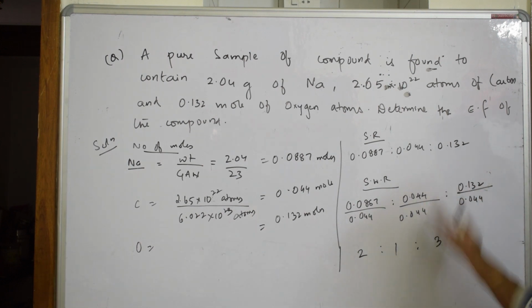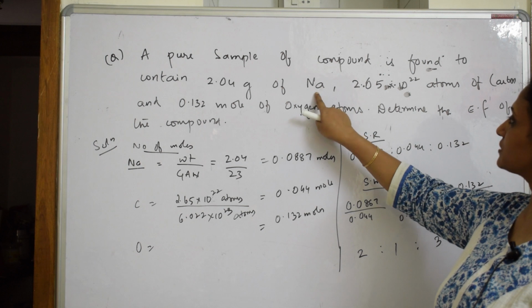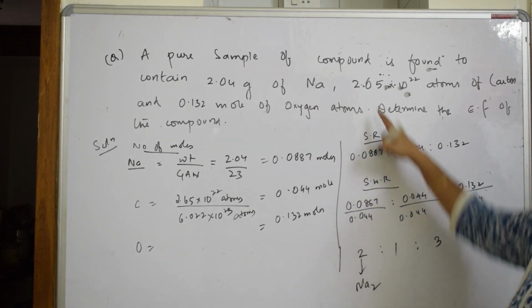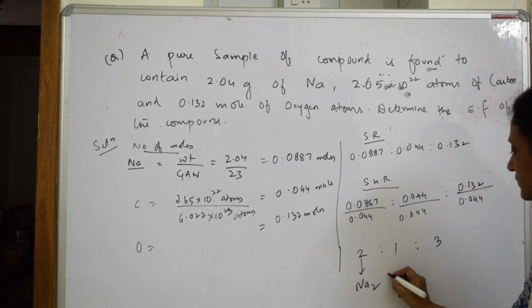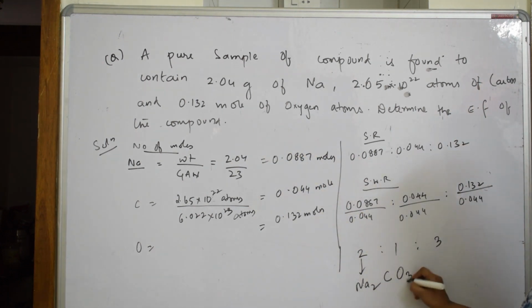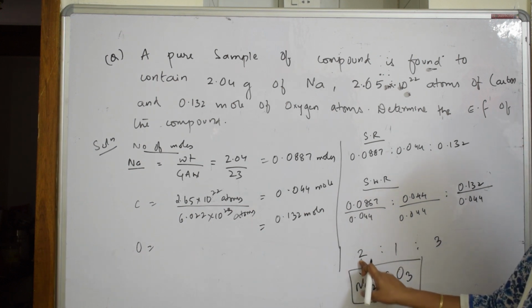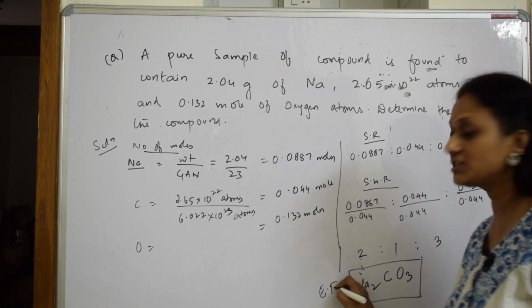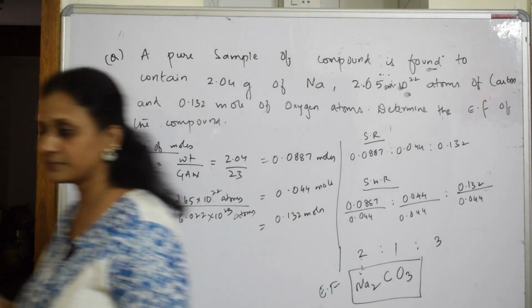Now it's over, isn't it? I have come to a formula. What is the first element? Sodium. So sodium, what did I get? Na2. Second element is carbon, C. Third element is oxygen, O3. So this is your formula. From the ratio of the number of moles of atoms that I have calculated, I have got this. The final empirical formula is Na2CO3, that is sodium carbonate.